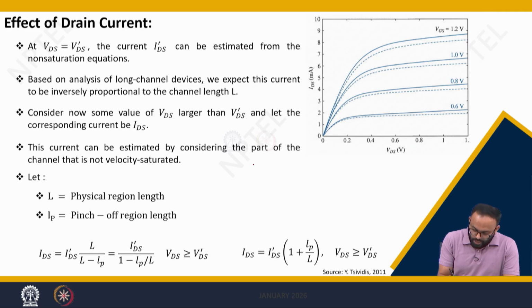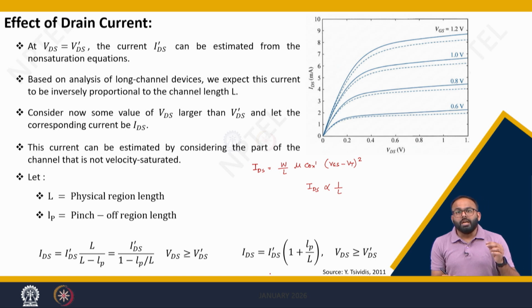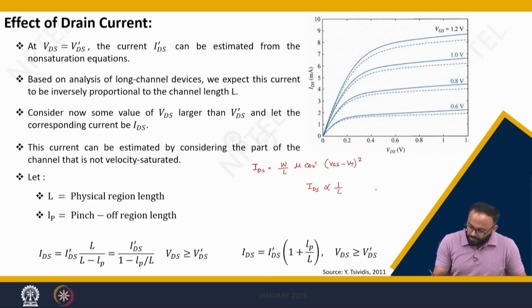So, in general we can write the drain current equation as W divided by L into mu into COX dash into VGS minus VT whole square in saturation. So, we can simply conclude that IDS is inversely proportional to channel length. Now, when you increase the drain voltage, ultimately the channel length is no longer L, it becomes L minus LP.